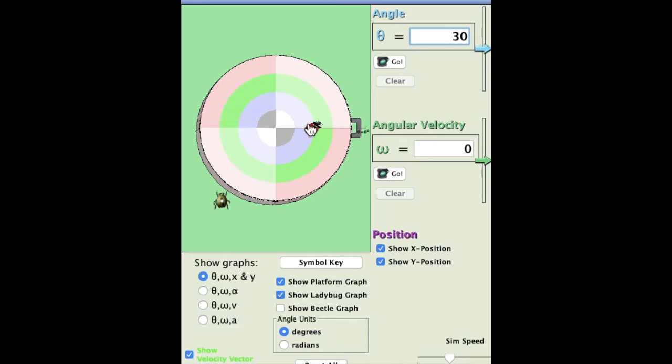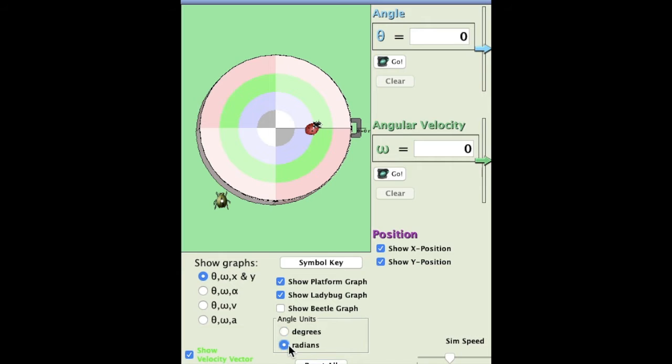So if you watch this ladybug, from 0 it travels 30 degrees. So the angular displacement is 30 degrees. Now, how about if we're going to make it in radians?